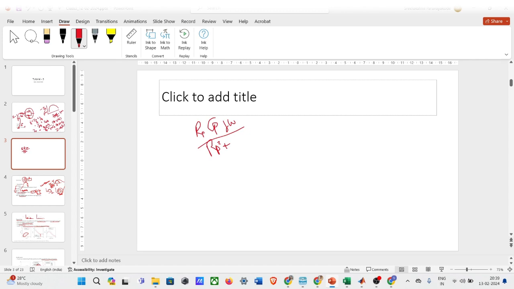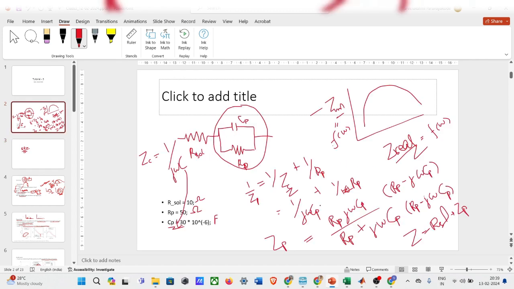Is it correct? Did I make a mistake somewhere? 1 by j omega Cp plus 1 by Rp. Hey, I made a mistake and no one actually corrected me.